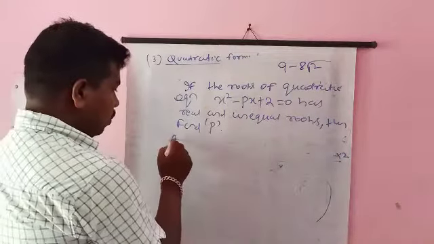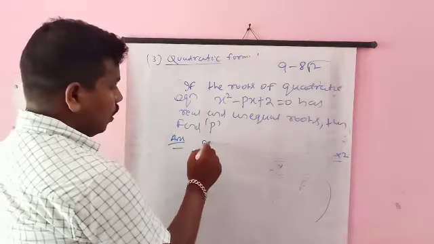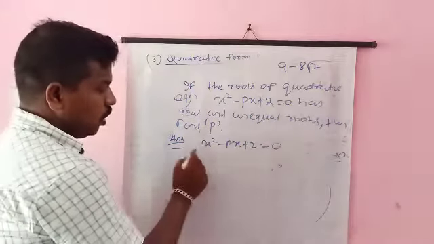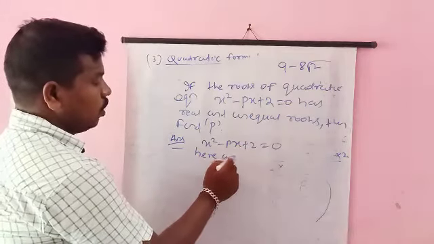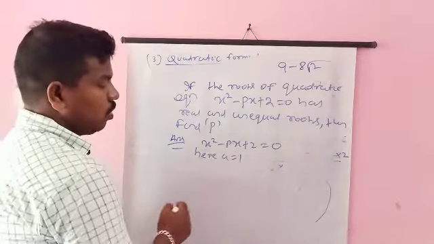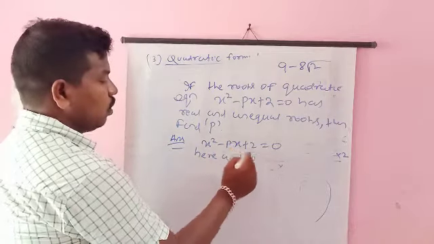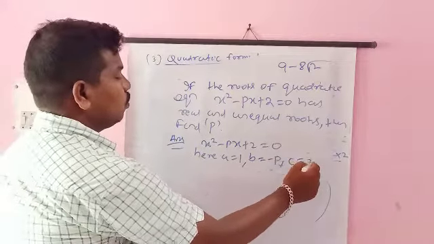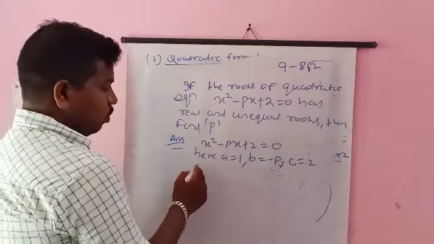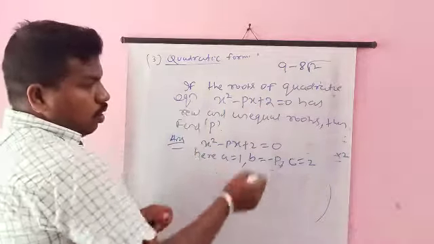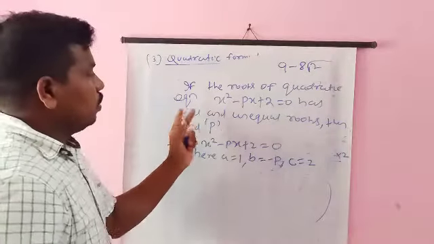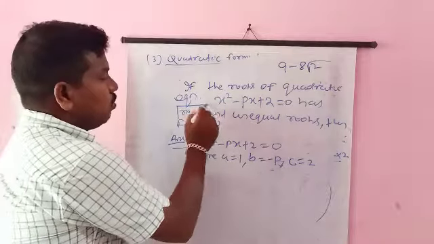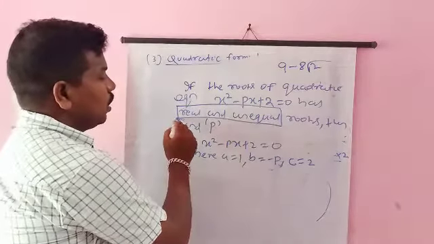First of all, given the quadratic equation x square minus px plus 2 equal to 0. Here a, the coefficient of x square, is 1. b, the coefficient of x, is minus p. c, the constant term, is 2. Now, how to use the formula? As I already told in the previous portion, we have to check what is given in the question. Here it is given that the roots are real and unequal.